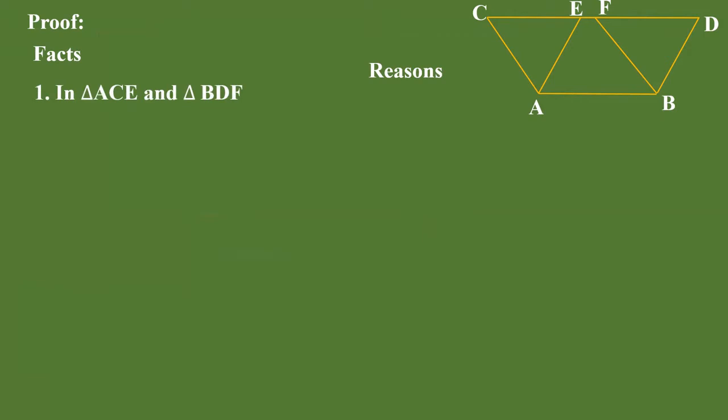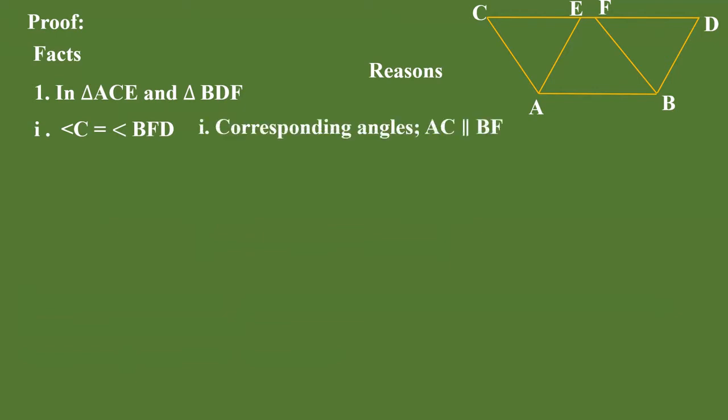There are different axioms to prove them congruent. So let's take the first one as angle C is equal to angle BFD. Are they equal? Yes, of course, they are equal. Because the reason is corresponding angles, AC is parallel to BF. I think you can clearly see that, right?